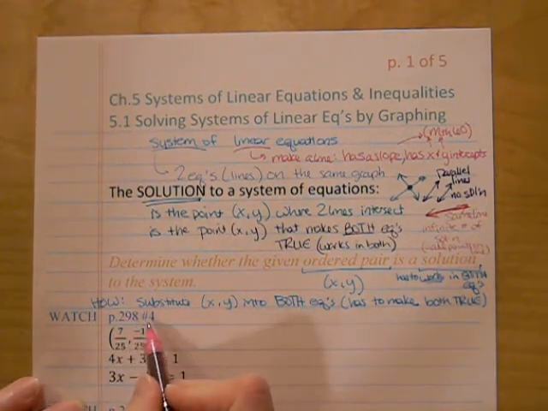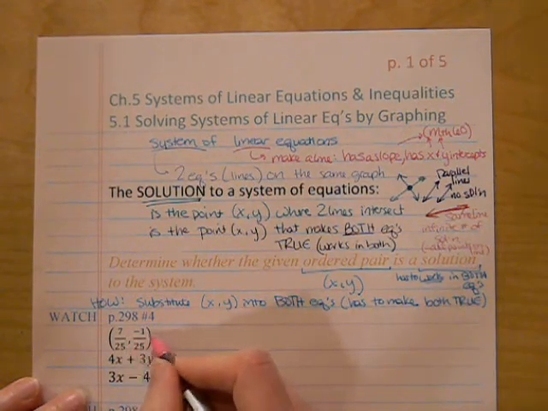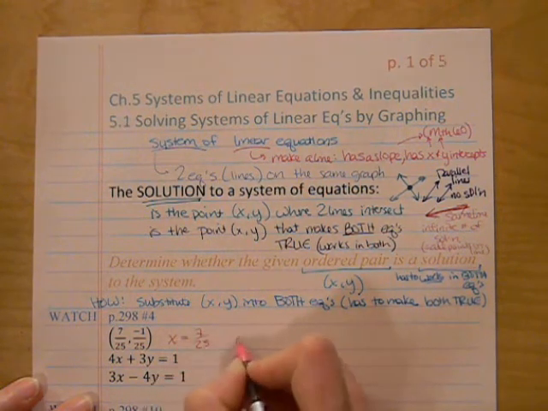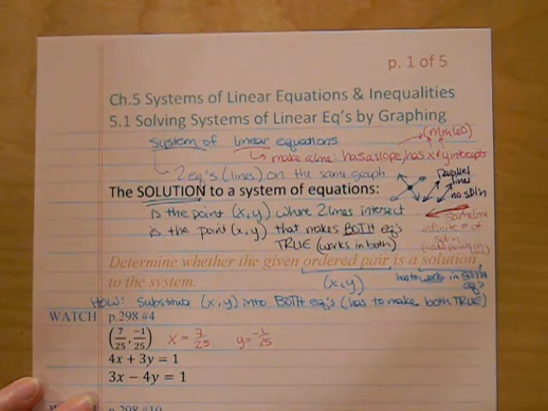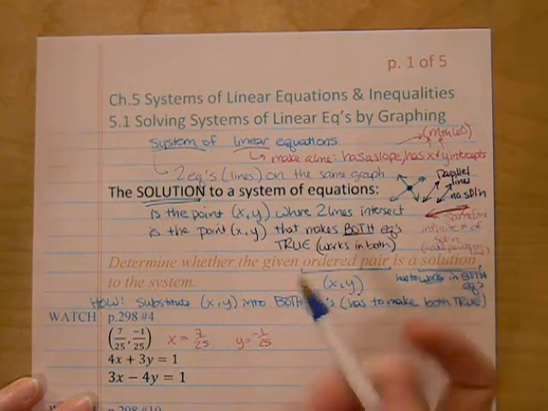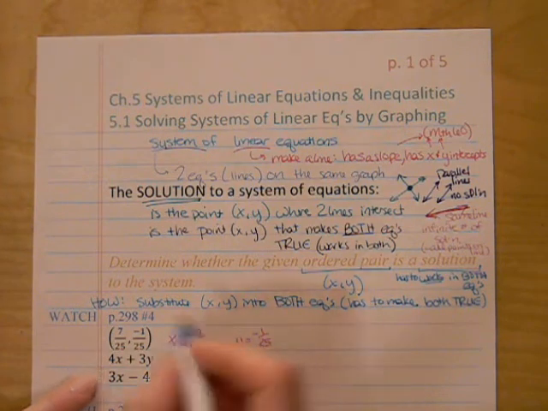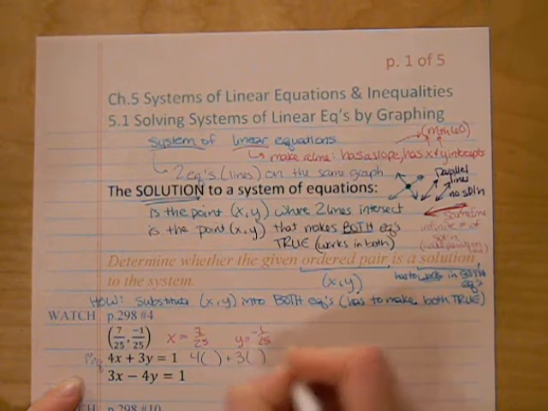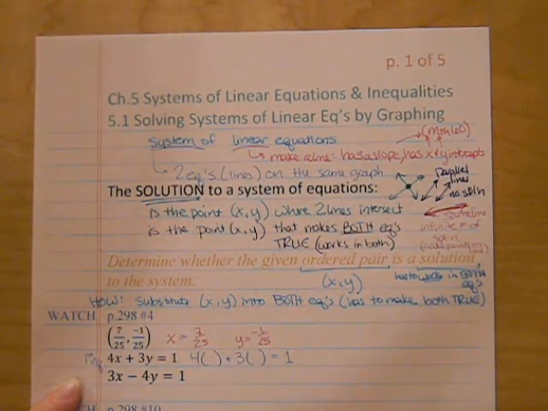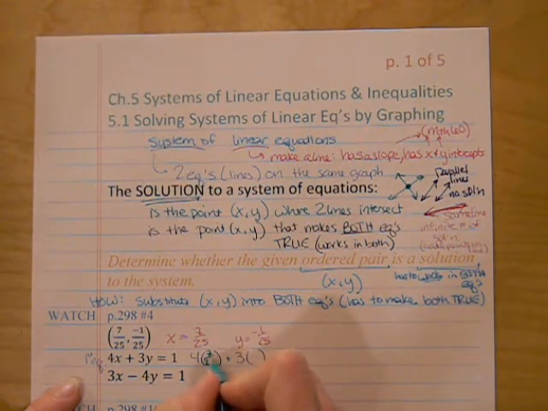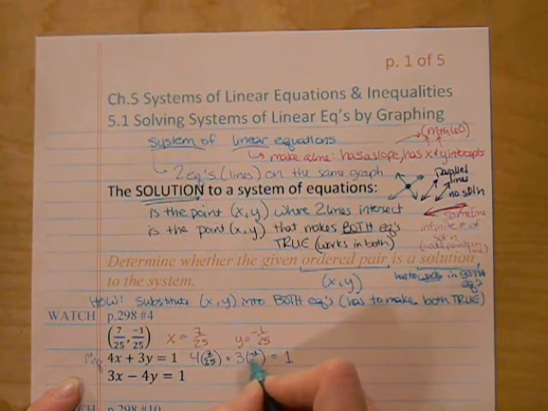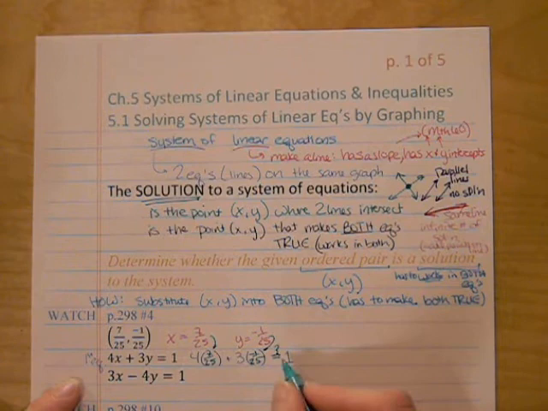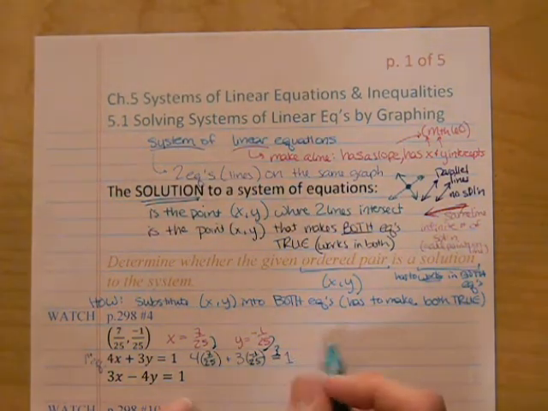First example, page 298, number 4: 7 over 25, negative 1 over 25. That is our x and y. X is 7 over 25, y is negative 1 over 25. I look at my first equation, 4x plus 3y equals 1. I'm going to rewrite it, but leave myself some space to put in my x and y to test it. So 4 times our x, 7 over 25, plus 3 times our y, negative 1 over 25. I'm going to put a question mark over the equal sign to remind myself I'm checking to see if this works.